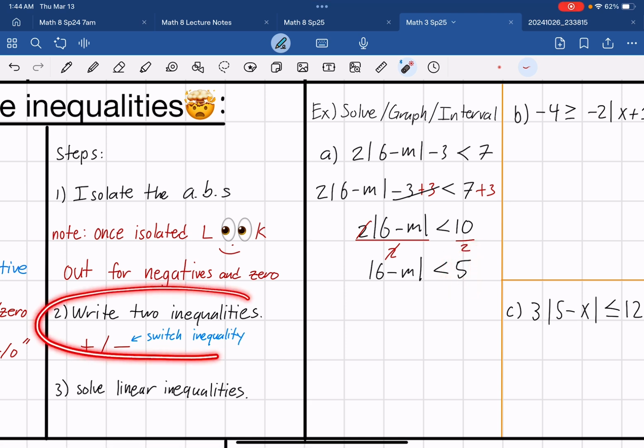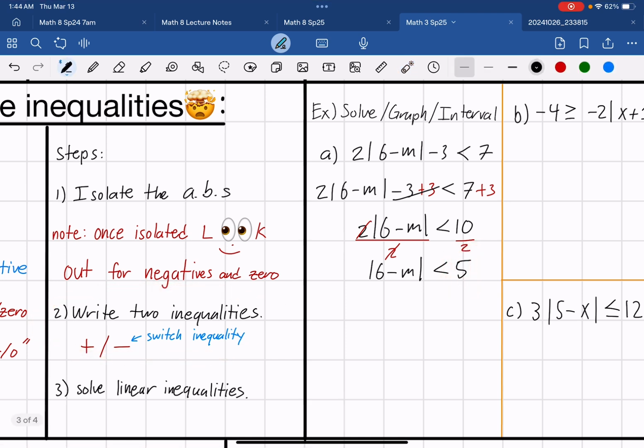So I'm going to go right into my 2 separate inequalities. There's going to be one here and one on this side. Like I said, there's one that's going to be the positive. So positive 5, it looks like nothing changes. And then I'm going to have one that's going to be 6 minus m, but then that 5 is going to become a negative 5. Because I'm switching the sign of that number, I am going to switch the inequality as well.